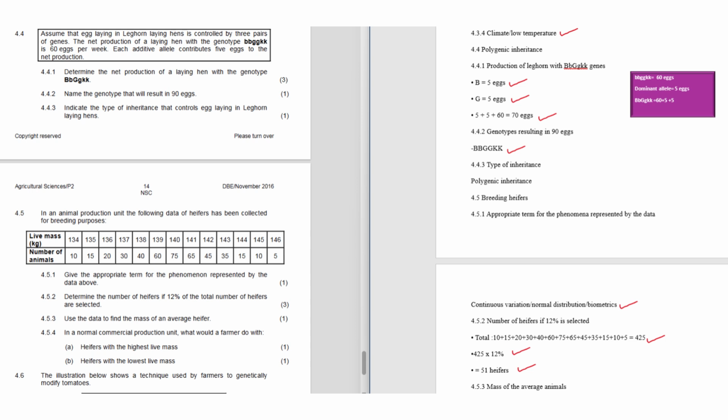Now, 4.4.3 indicates the type of inheritance that controls egg laying in hens. That's polygenic inheritance.